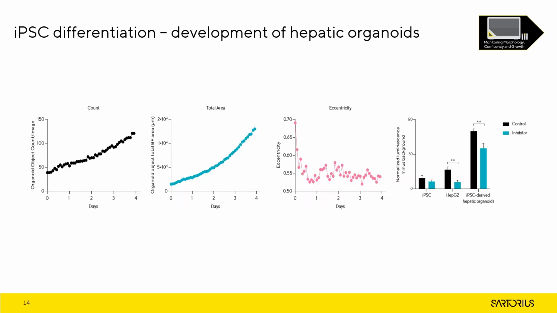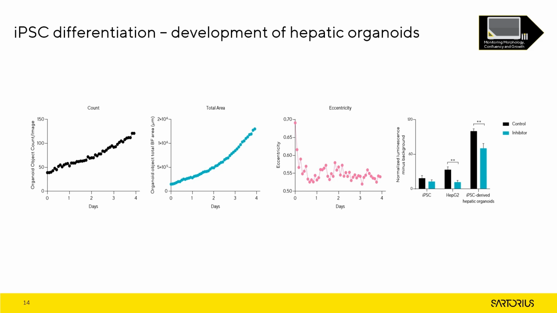Using the analytic capabilities of the IncuSight, a number of organoid metrics were measured over time during growth. IncuSight quantification analyses of organoid object count on the graph on the left show a steady increase in the number of organoids over time. Organoid object total bright field area, the teal plot, shows the measured area of organoids increasing over time, indicating stable organoid growth.